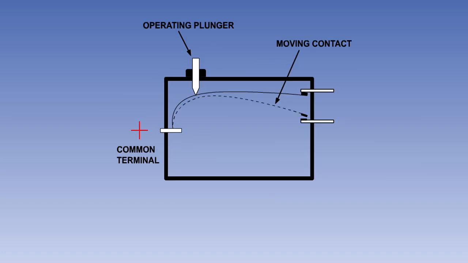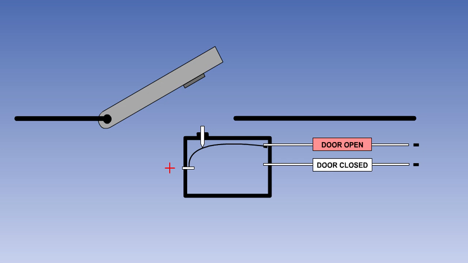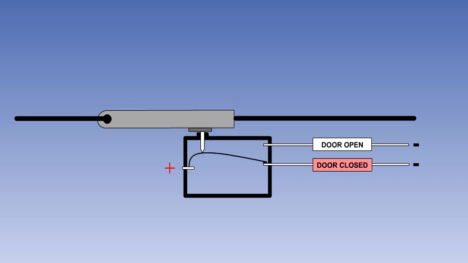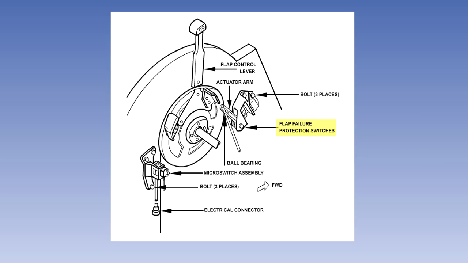In the typical example shown here, the moving contact is on a spring arm, which will hold it against the upper contact. When the component being monitored reaches the required position, the striker plate will push down on the plunger, causing the moving contact to move down and connect with the lower contact. Shown here is the Boeing 747 flap lever, which has a number of microswitches fitted to warn the crew of flap failures.